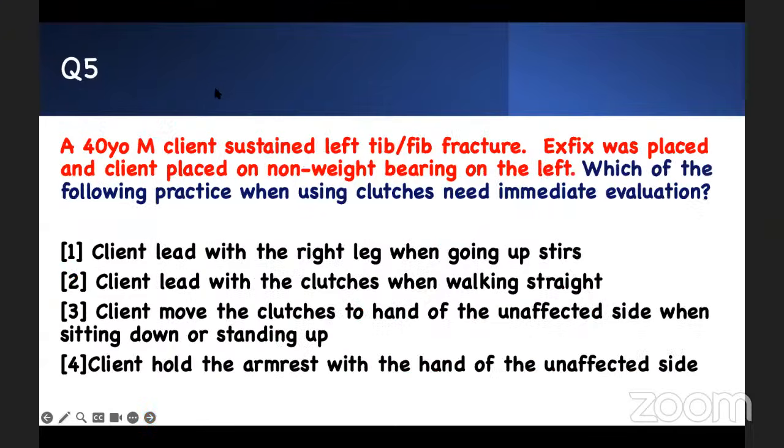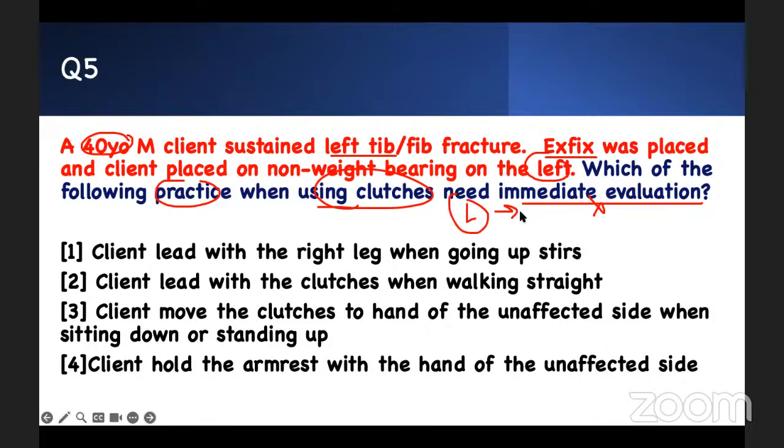Number 5. Which of the following practices using crutches need immediate evaluation? We've got to intervene. A 40-year-old sustained a left tib fracture. An X-fix was placed and the client was placed on non-weight bearing on the left. Break it down.